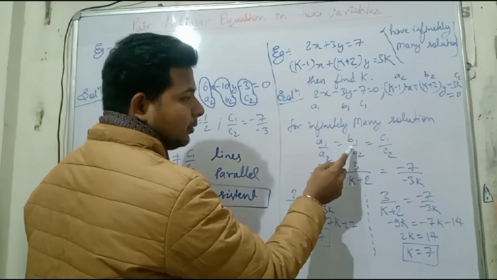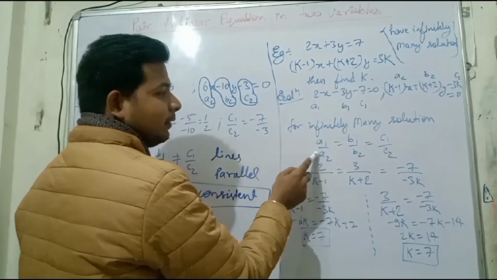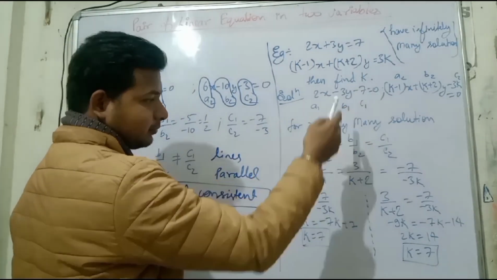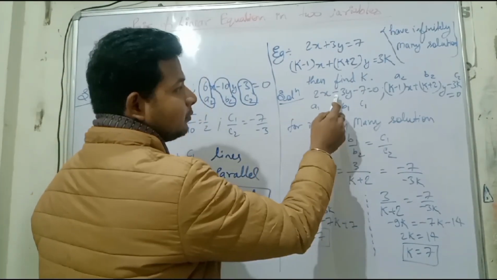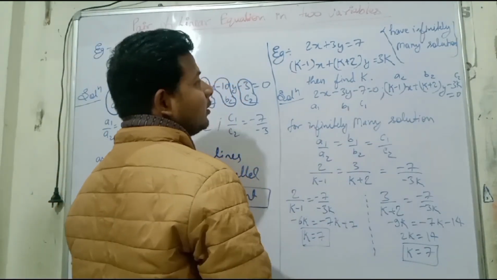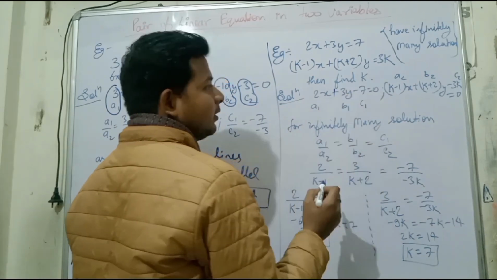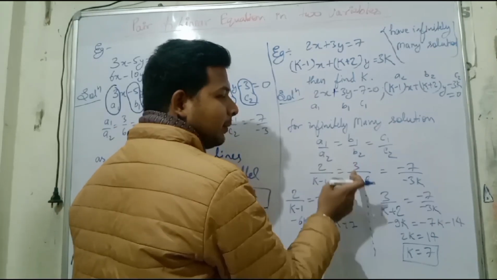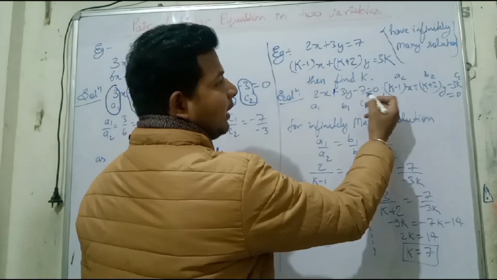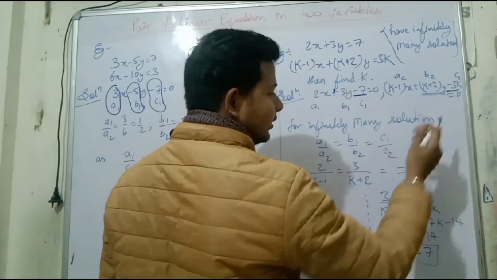So a1 by a2 will be equal to b1 by b2 equal to c1 by c2. The value of a1 by a2 will be 2 upon k minus 1. According to this, b1 is minus 3 and b2 is plus 3. So b1 by b2 will be 3 upon k plus 2. c1 by c2 will be minus 7 upon minus 3k.